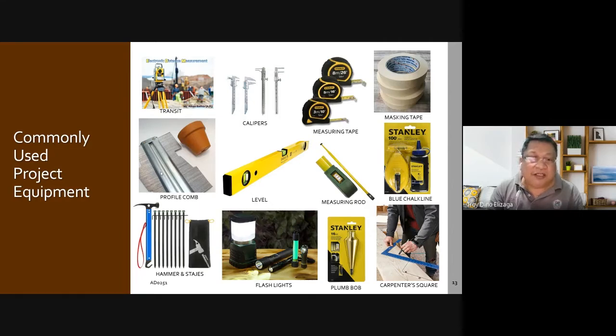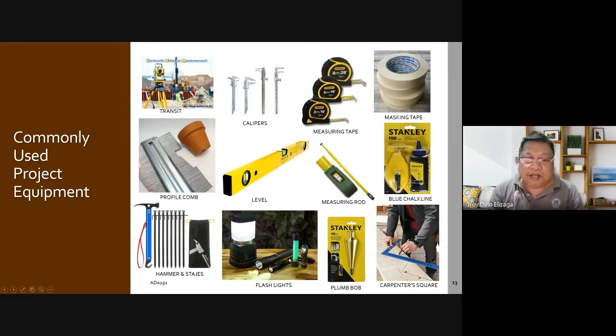The level is something that we need to use to determine if our lines are really horizontal or vertical. The measuring rod, I have not used this, but this is like a measuring tape, except that it's a rod. The blue chalk line is your what we call pitik, to make lines along a surface. The hammer and stake, I actually have not encountered one, but this could be useful, for example, in setting the lines along the ground, which we will tackle later.